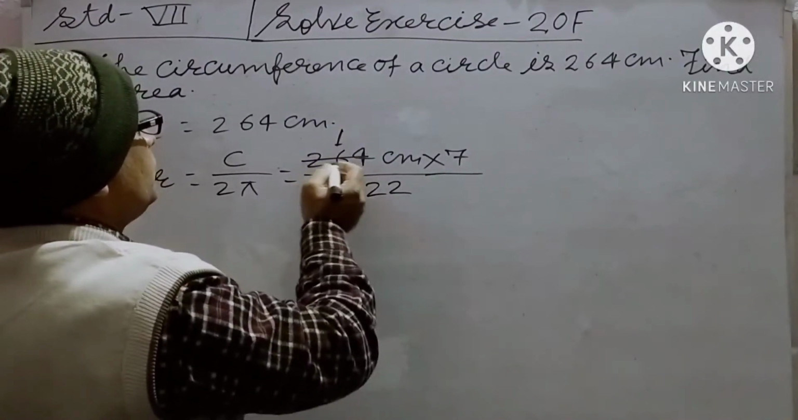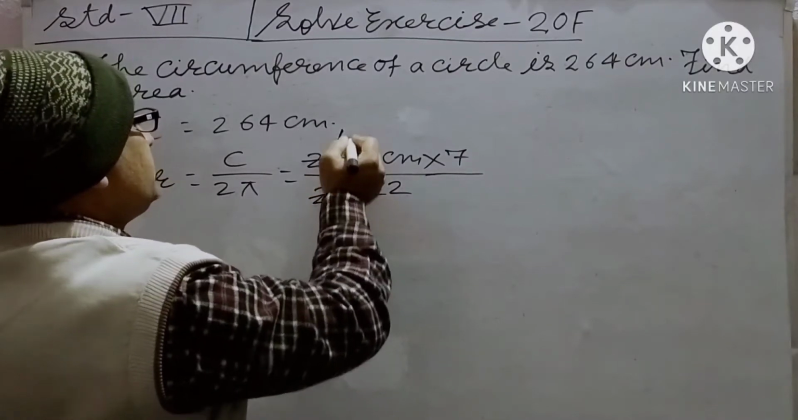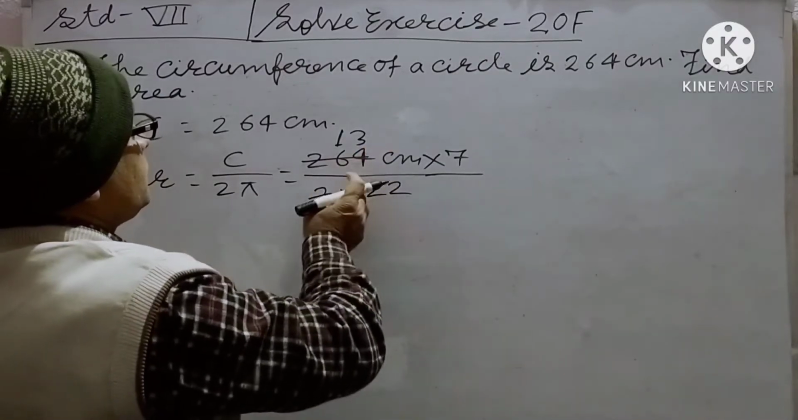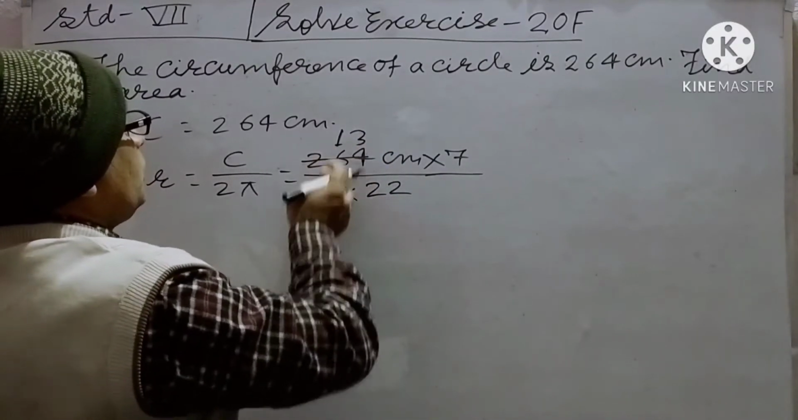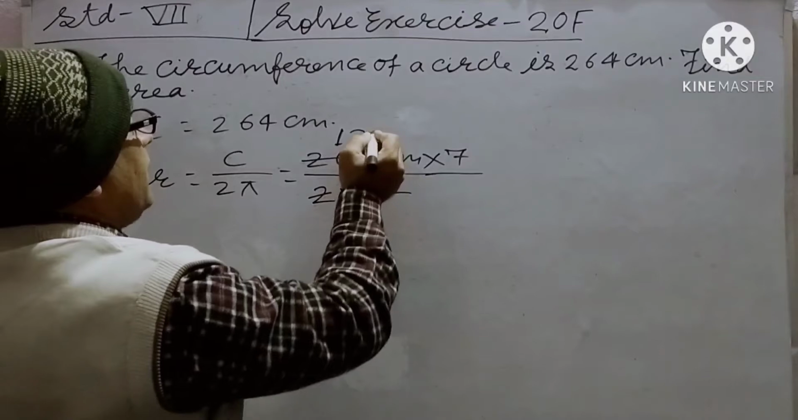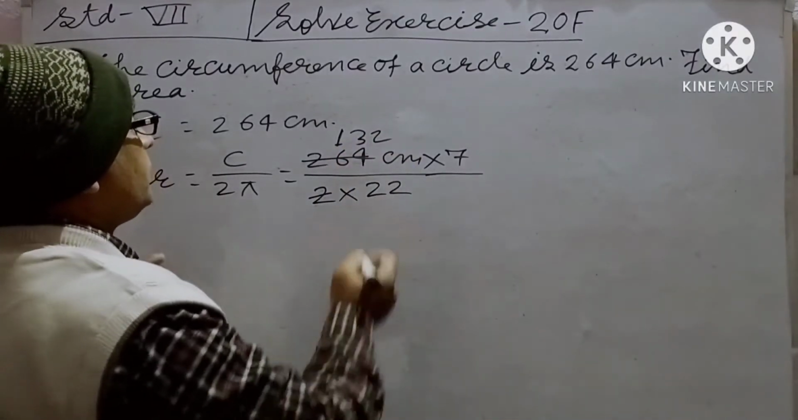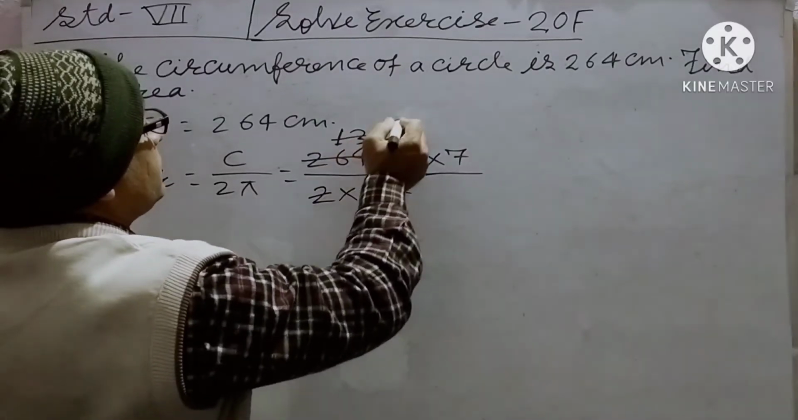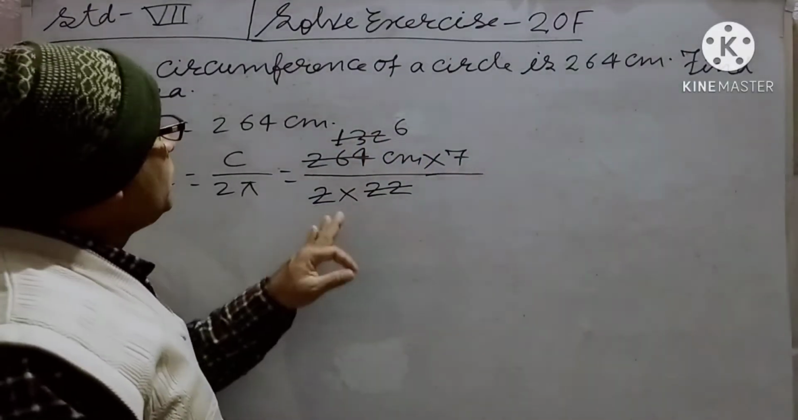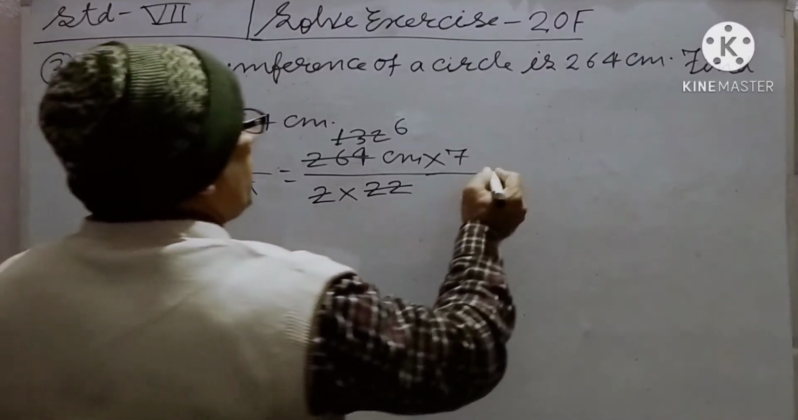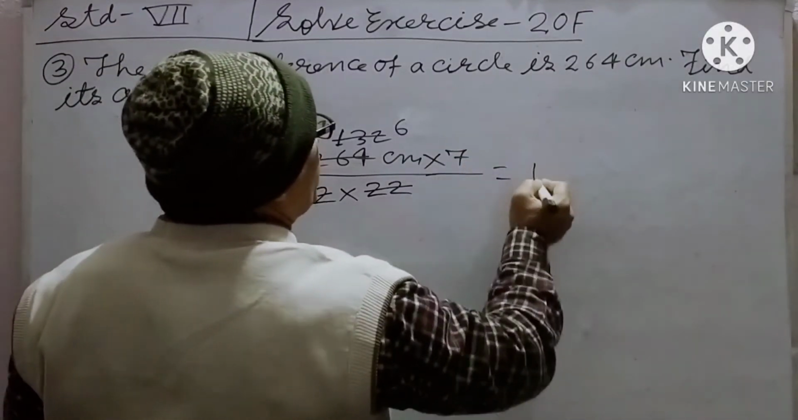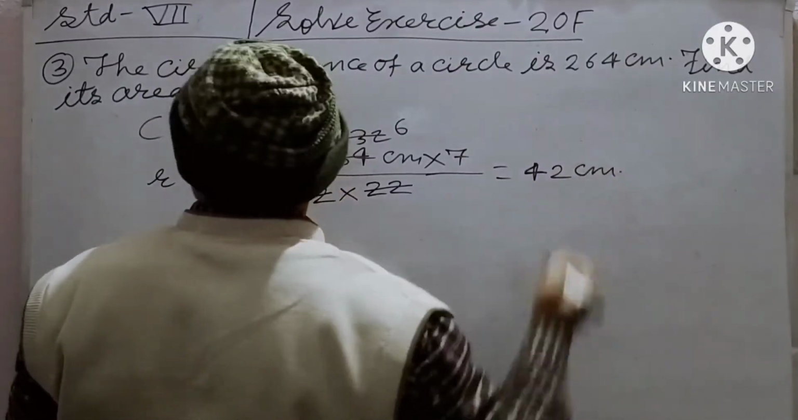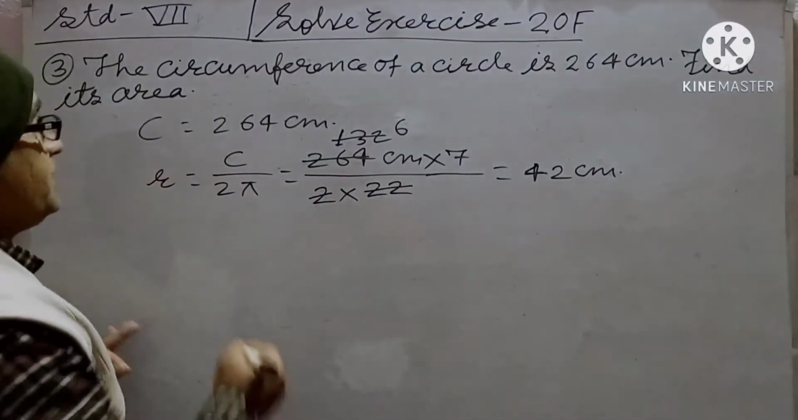2 ones are 2, 2 threes are 6, 2 ones are 2, 2 threes are 6 and 2 twos are 4. 22 sixes are 132. Now 7 sixes are 42. 42 cm is the radius of the circle.